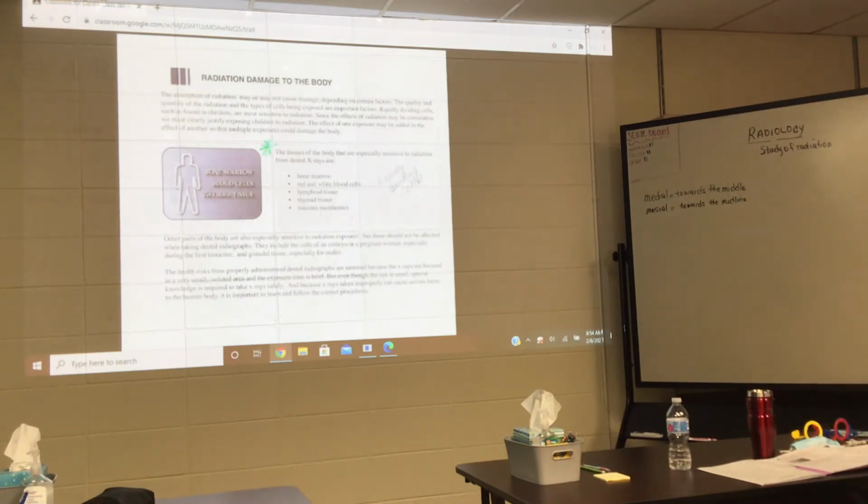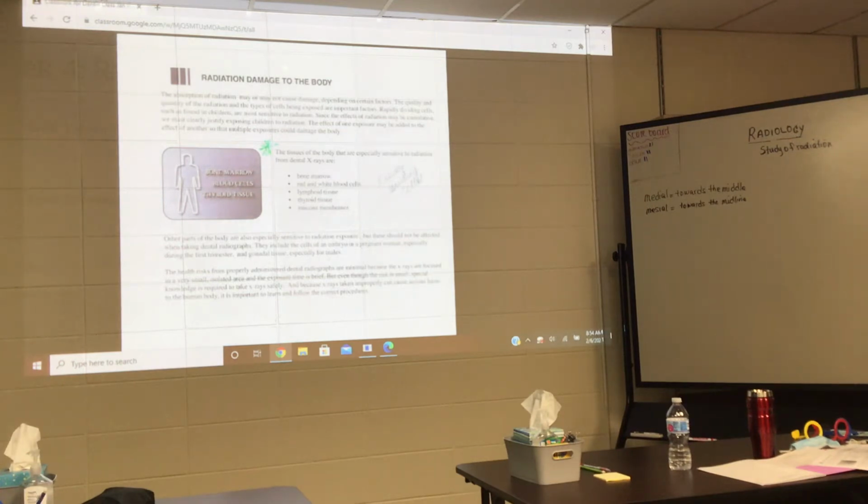Radiation damage to the body occurs when absorption of radiation may or may not cause damage. It depends on certain factors: the quality and quantity of the radiation and the types of cells that are exposed. Rapidly dividing cells, such as found in children, are most sensitive to radiation.